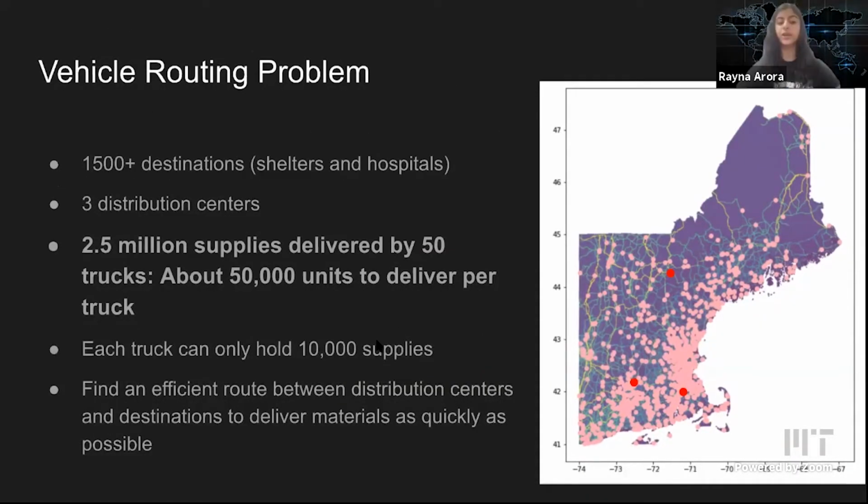Once we created a graph from the game grid, our task was to deliver supplies to over 1,500 hospitals and shelters in the New England area. We were supplied 50 trucks that started at 3 distribution centers. The total number of supplies needed across all destinations was about 2.5 million, averaging 50,000 units of supplies each truck needed to deliver, while their capacity was only 10,000 each. This means that they would have to return to the distribution centers to reload multiple times.